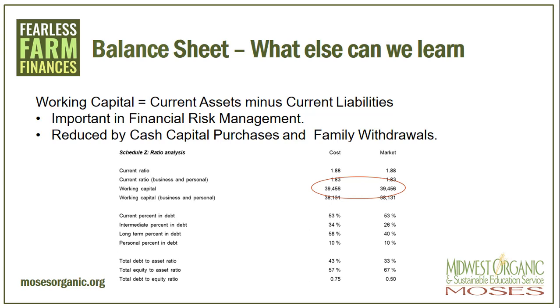So what else can we learn from a balance sheet? Working capital tells us if the farm has enough cash on hand to cover all the debt that is due. Working capital is calculated simply by taking current assets minus current liabilities. It is an important number when we're looking at financial risk management. It is reduced by cash capital purchases and family withdrawals, but it is something that many bankers and lenders will look at for a farm before they make those loan decisions.